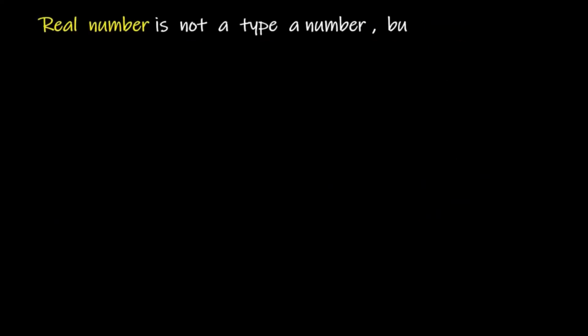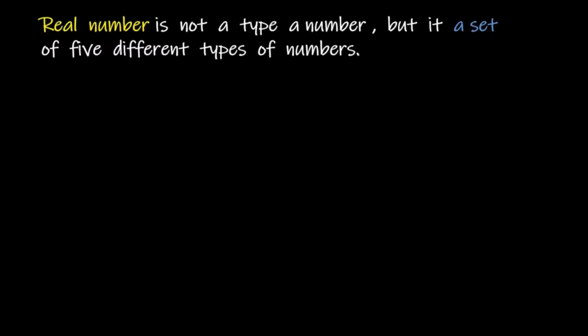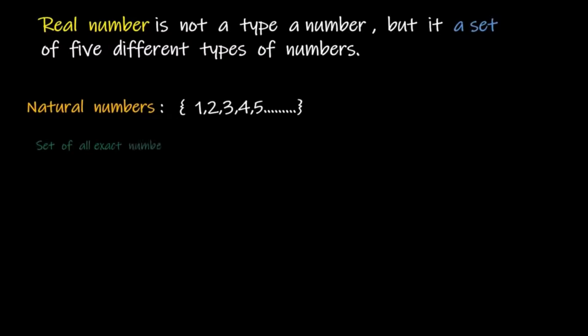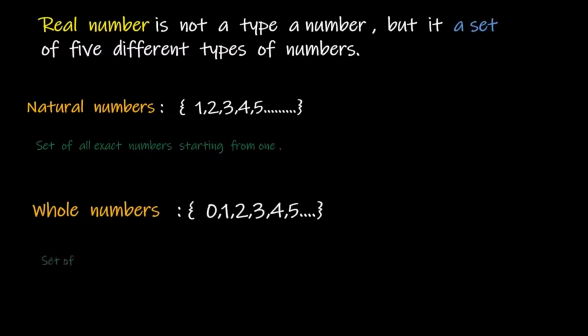Real number is not a type of number, but it is actually a set of 5 different kinds of numbers. The first among the set of real numbers is natural numbers, which is actually a set of exact numbers starting from one, like 1, 2, 3, 4, and so on. Next on the list of real numbers is whole numbers. Whole numbers, like natural numbers, are also a set of exact numbers, but this set starts from 0.